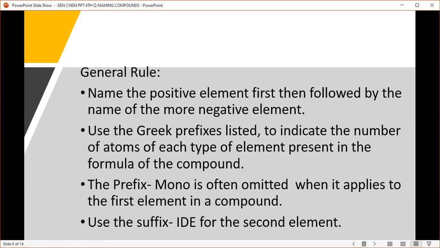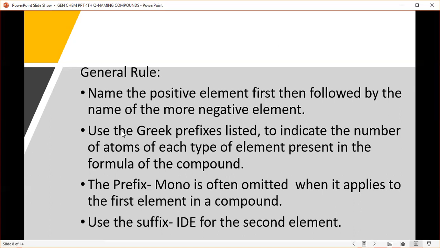Okay, so when we say prefix, in Tagalog that is unlapi, meaning we write that before the term itself. Okay, we add that before the term. We also use the suffix -ide for the second element. So the stem of the name of the second element and then the suffix -ide.